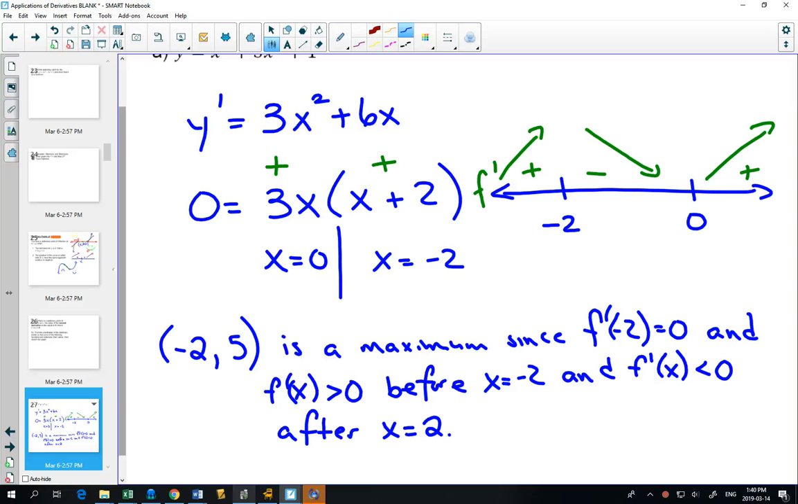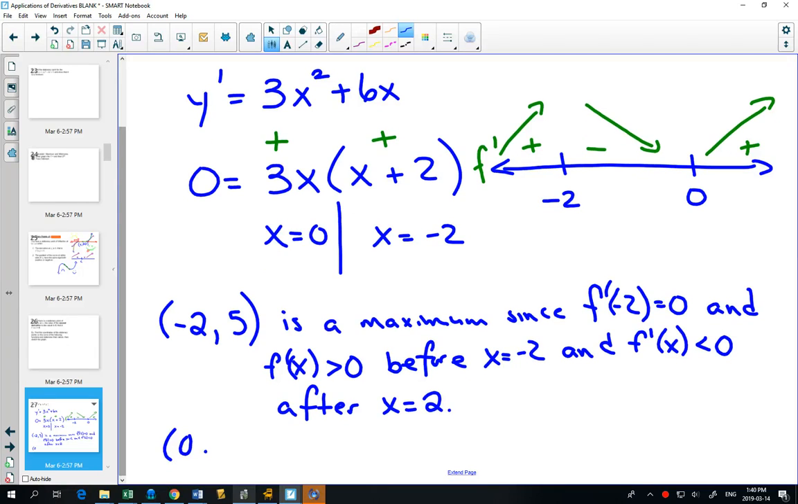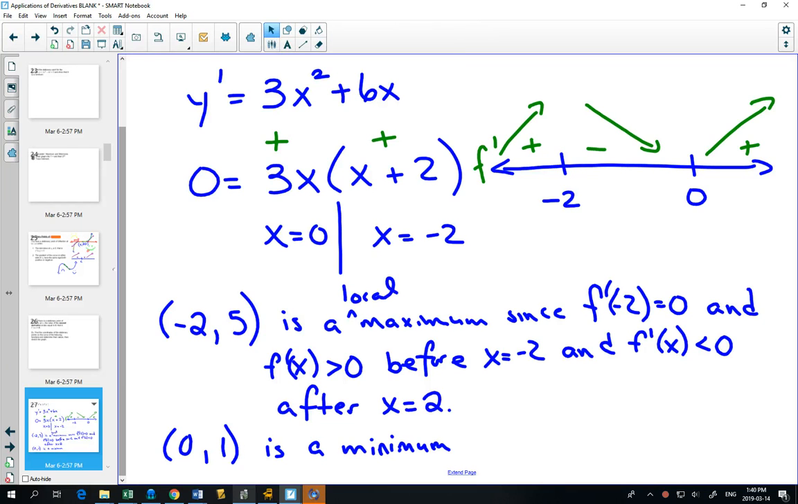In the same way, 0 comma, this is an easier one to figure out. Plug in 0, we get 0 comma 1. Okay, I'm going to add a word in here, local maximum. And I'm going to add it in here too.